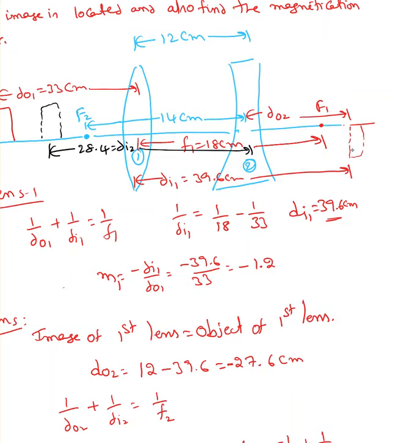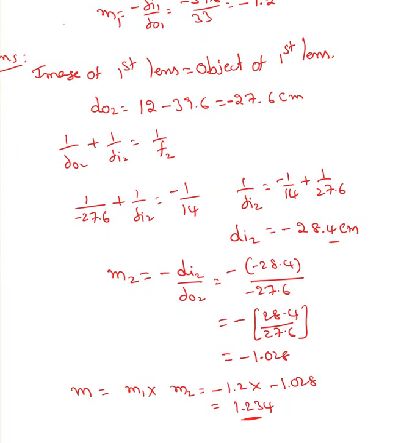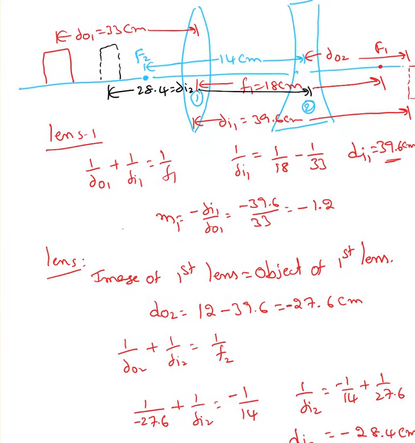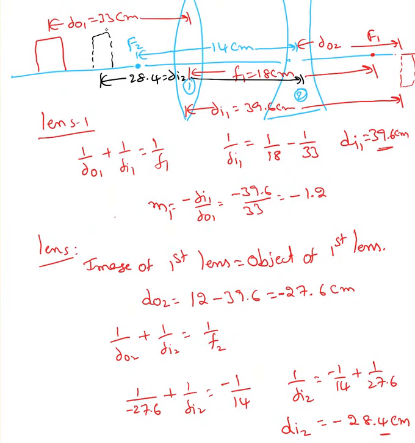So basically the final image is going to be inverted again. So we are inverting twice. So it's going to be upright. Okay, so the final image is 1.23 times bigger than the object. And it looks like it is a bit closer, so it's a virtual image. Basically, this image looks like it is a little bit closer to the camera.